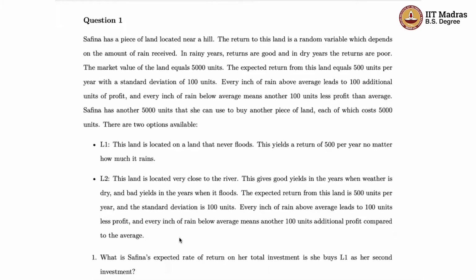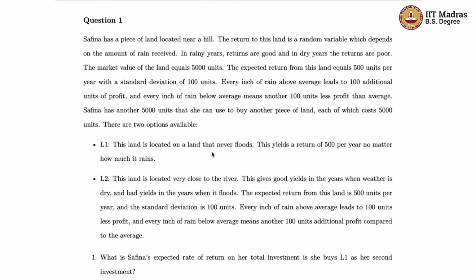So let's think about how to think about this question of where Safina should actually put her 5,000 units. Should she buy land L1 or land L2? So first, what's the expected rate of return on her total investment if she buys L1 as her second investment? She already has half of her wealth in the land located near a hill, and this was basically giving her a rate of return equal to 10%, right? Because she was getting an expected return of 500 units out of this investment of 5,000.